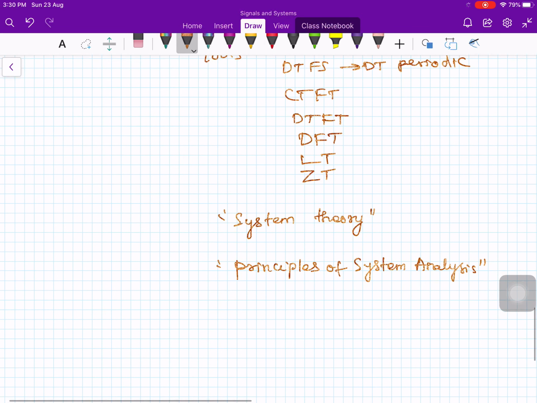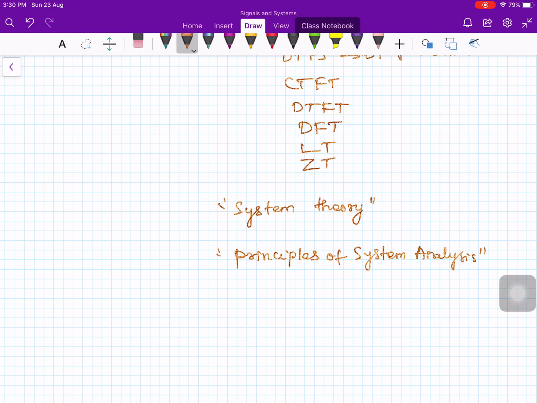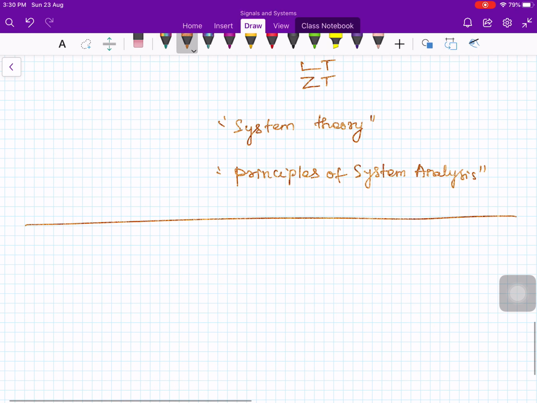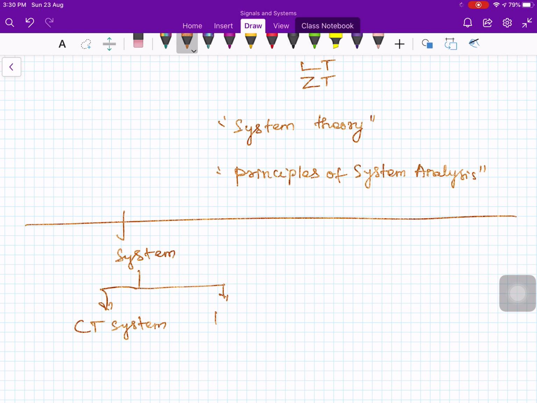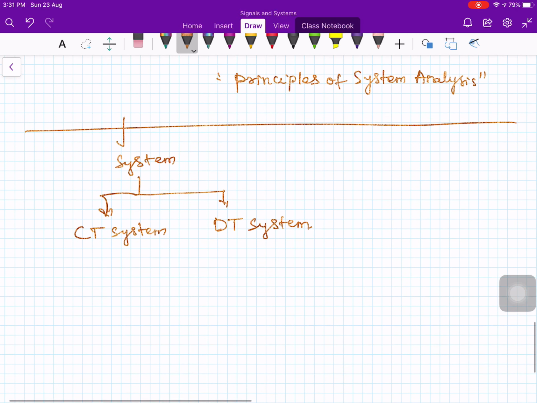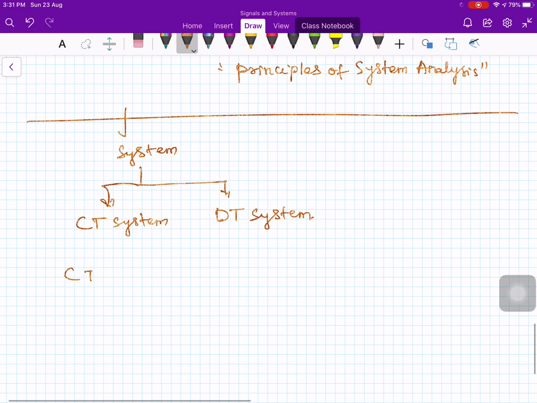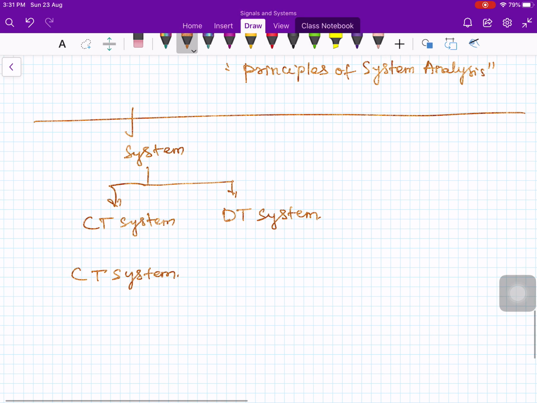Let us talk about continuous time systems now. As I said, there are two types of systems. One is the CT system, where CT means continuous time system. Then you have the discrete time system. A continuous time system is a system in which continuous time input signals are applied.